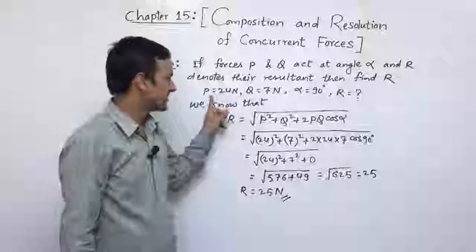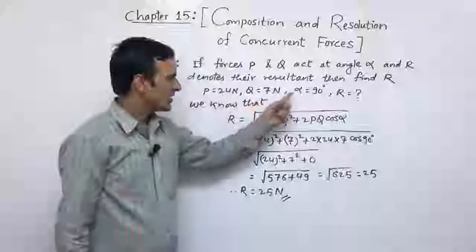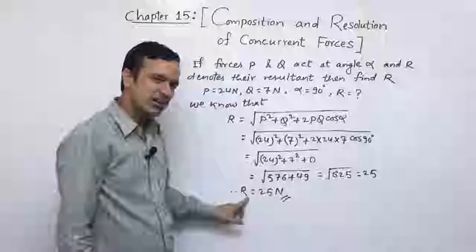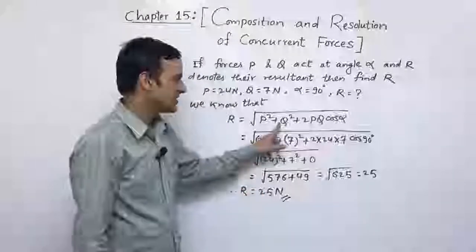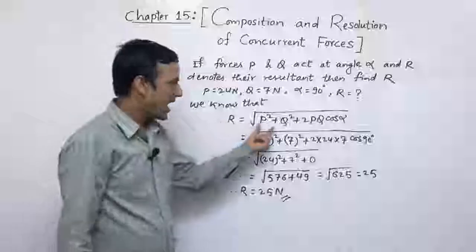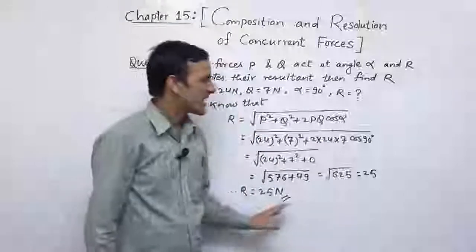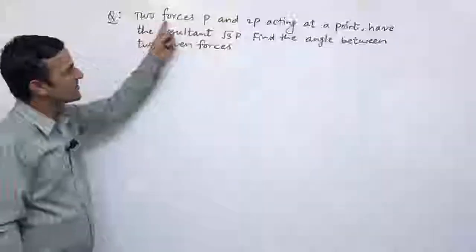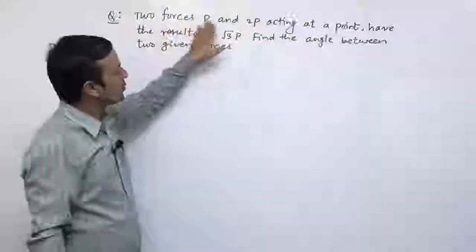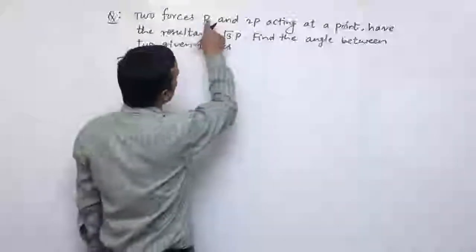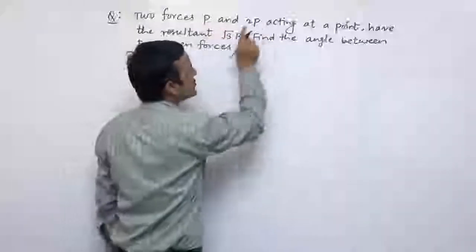If two forces P and Q are given, and alpha is given, then we can find the resultant of these two forces by using this formula. So you have to remember this formula for resultant. So in this way we can solve it. Now we have this question. Two forces P and 2P. So instead of P and Q, here it is P and 2P.